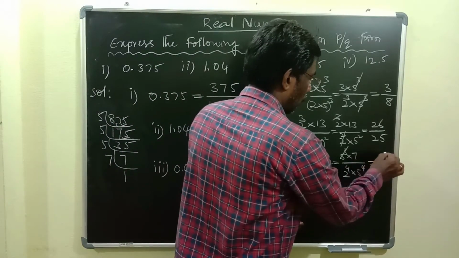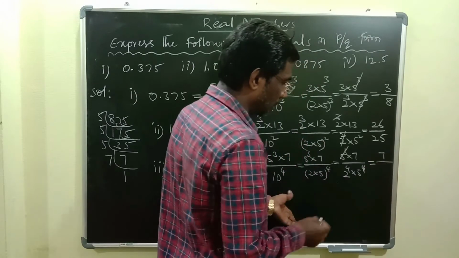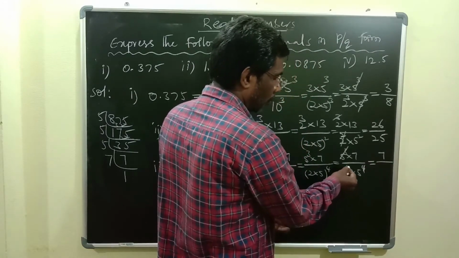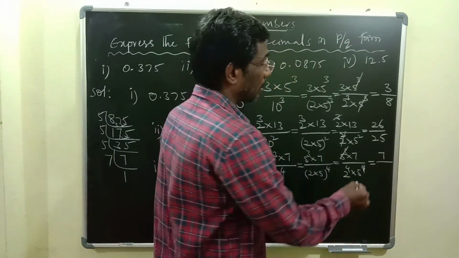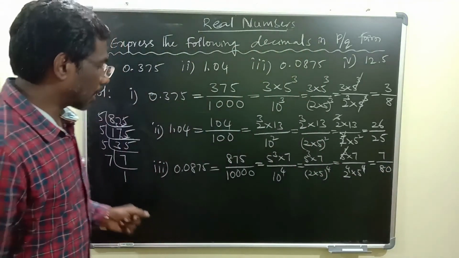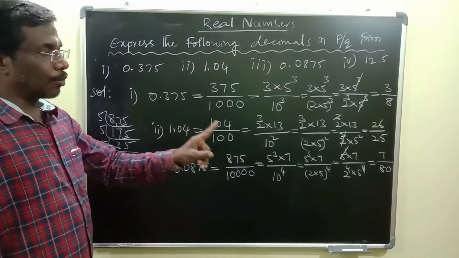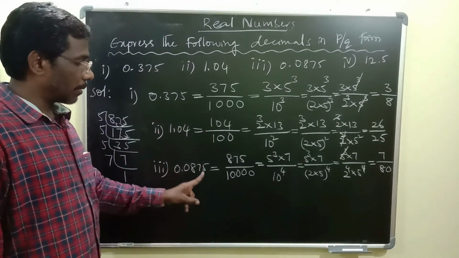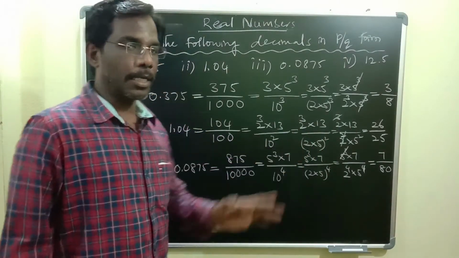So now in the numerator the 7 stays as it is, and 2 power 4 is what? 16. 16 fives are 80. So what can we say? The P by Q form of 0.0875 is 7 by 80.